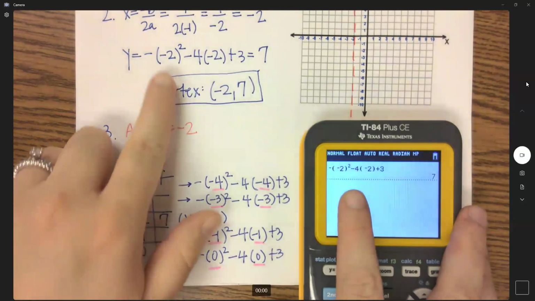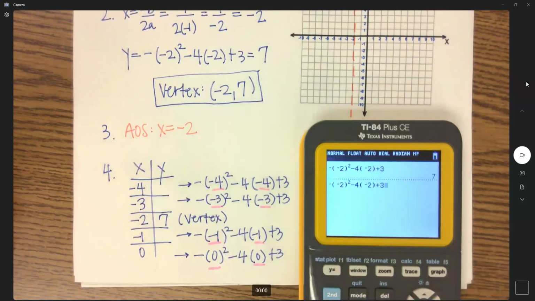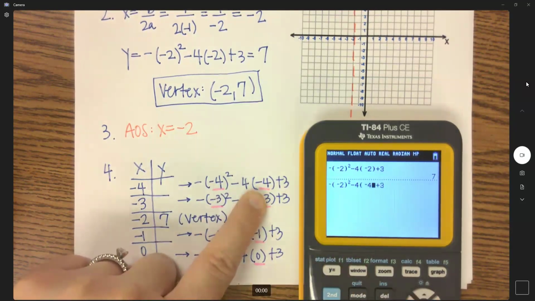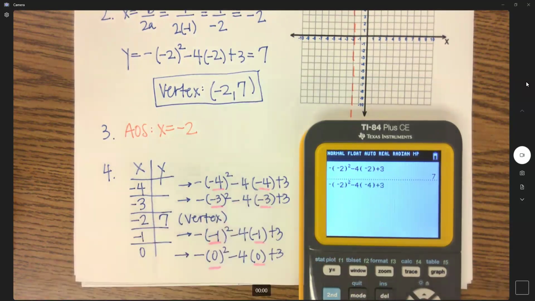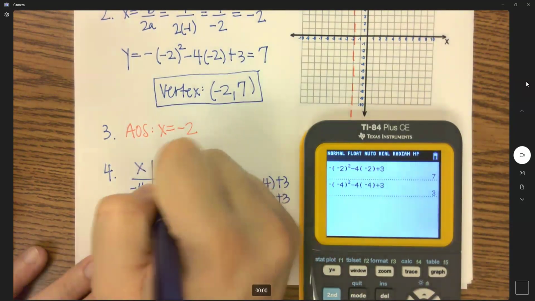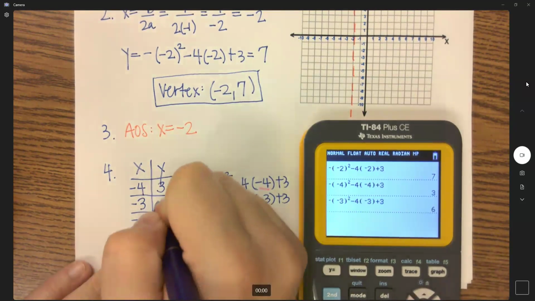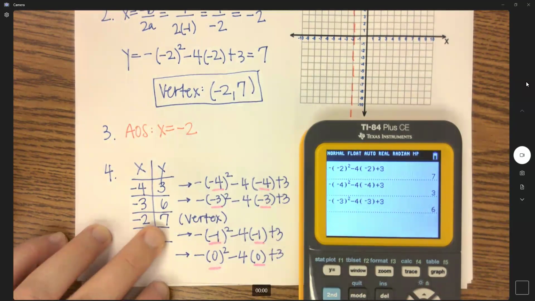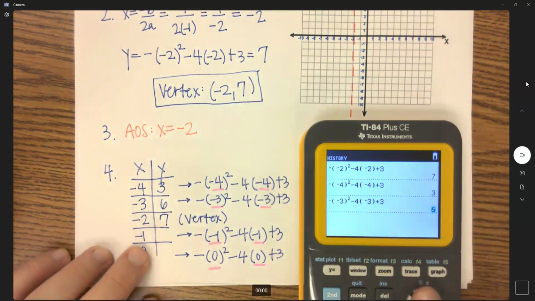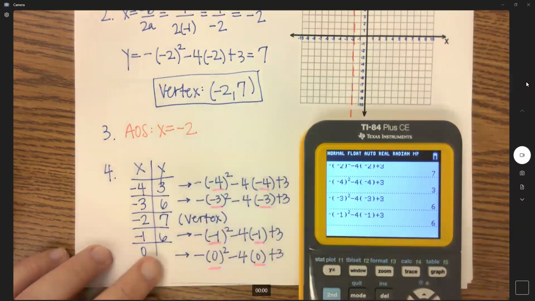Okay, here's where I plugged in my -2. I'm now going to arrow up and change whatever my x is to whatever I have here. In this first one, it equals -4. So I'm going to change these all to become -4. And we get 3. Arrow up, change these now to -3s instead of -4s. 6. I don't need to do 2 because we already found that to be 7 right here. So now I will do -1. And now I will do 0.